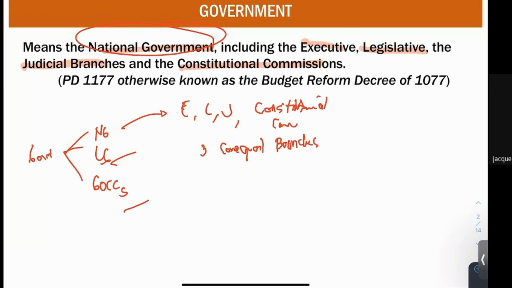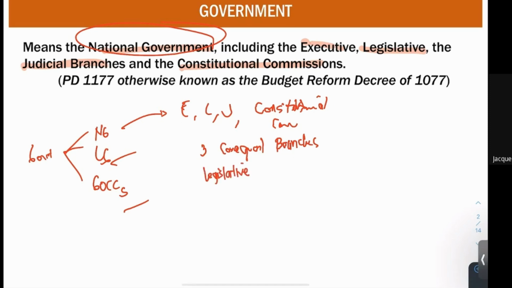So why are they considered co-equal? It is considered co-equal because no one is above the other. You cannot say that the executive is above the legislative or the judiciary is above the executive or legislative or vice versa. So they are equal as to their authority in the government. So again, since it's three co-equal branches, let's try to define those three. So let's start first with legislative.